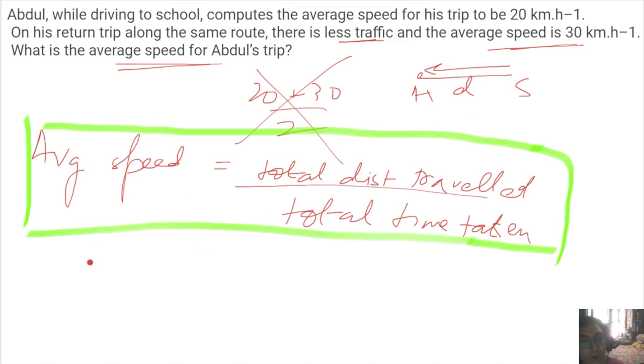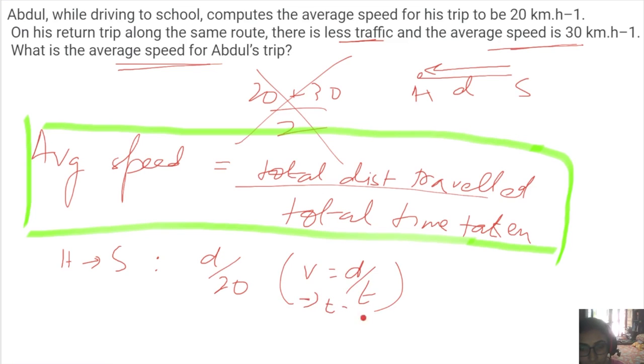Okay. So from going home to school, what is the time taken by Abdul? We can give it as d by 20, right? Distance divided by speed, because we know v equals d by t. So t equals d by v. Okay. So d by 20 hours. School to home will take d by 30. Okay. So since now we have both these things, so from school to home it will take d by 30.